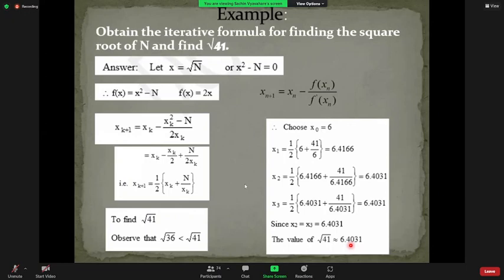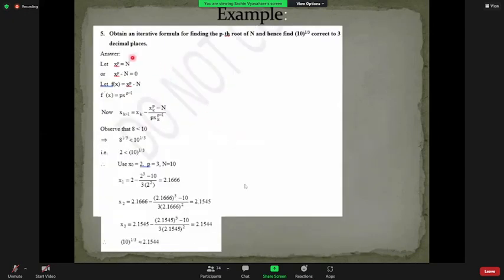Okay. So, a last question then, exactly similar to this, only there is a small difference. Instead of the square root of N, the formula may be for the nth root or pth root of N. We have to derive the formula for the pth root of N, and then we'll check what the question is. Come to the last question then. Here is that last question.